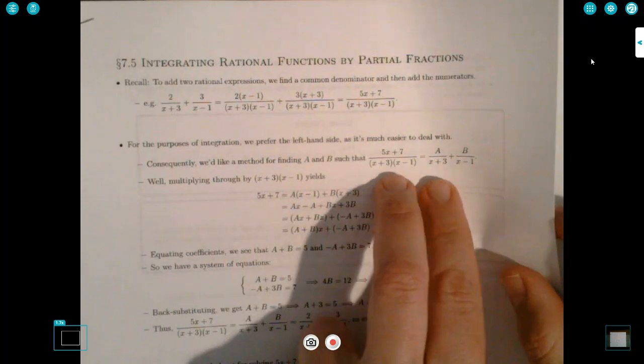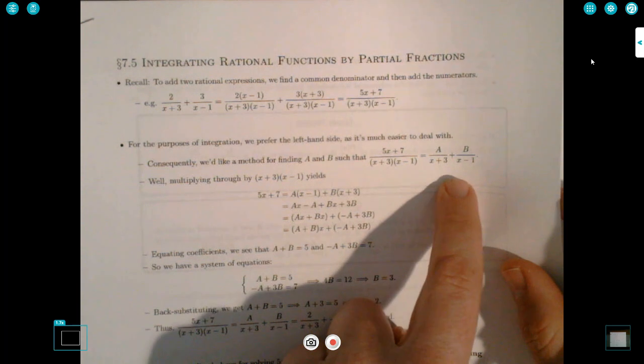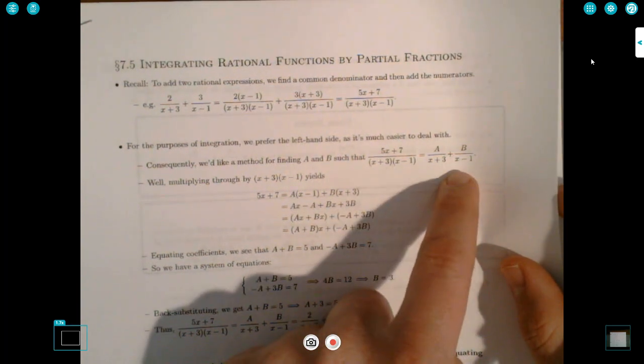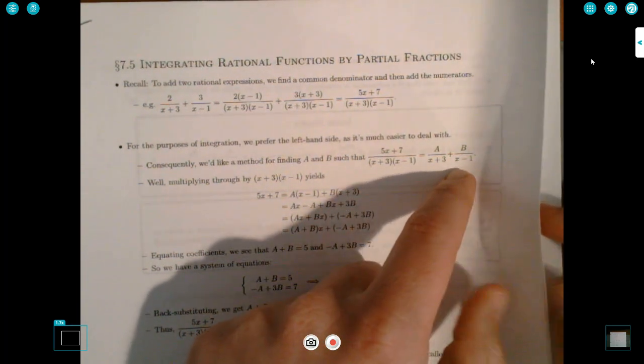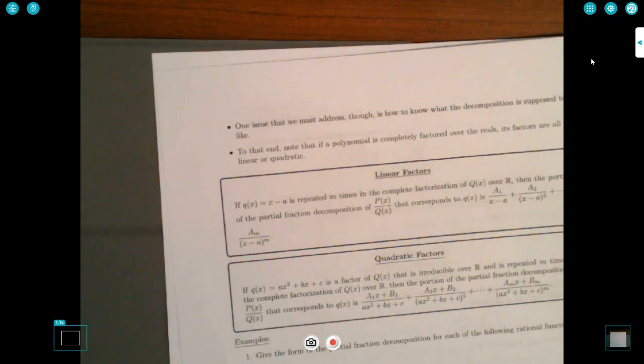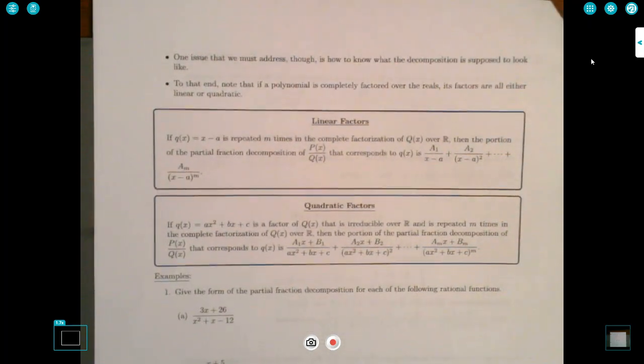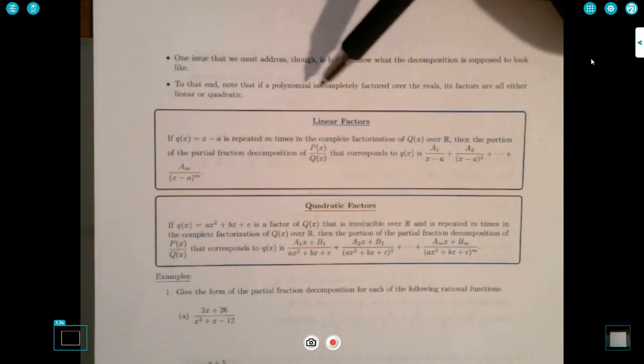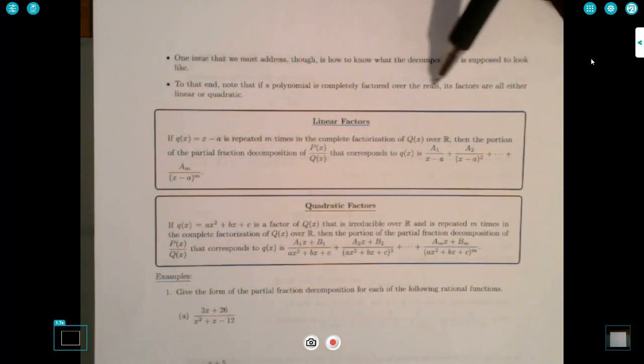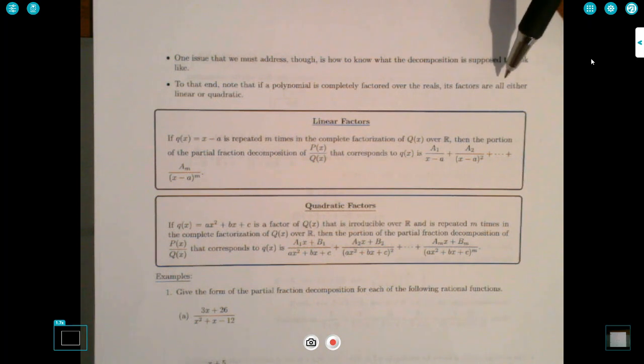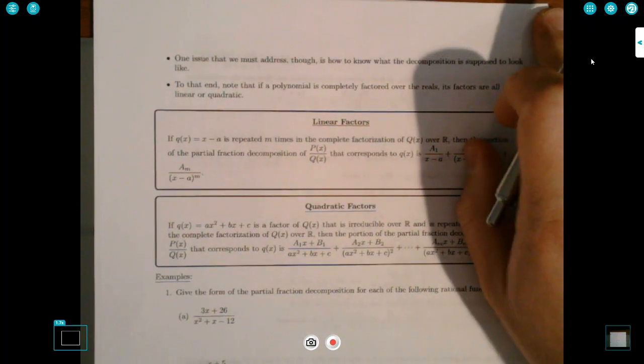Now, one thing that we need to sort out still is that here we assumed that the format of the decomposition would be this. Well, how do we know that, right? Well, I'm not going to take you through any proofs or anything, but here's what we can say, right? So here's the kind of general rule of thumb. So note that if a polynomial is completely factored over the real numbers, then its factors are all either linear factors or quadratic factors.